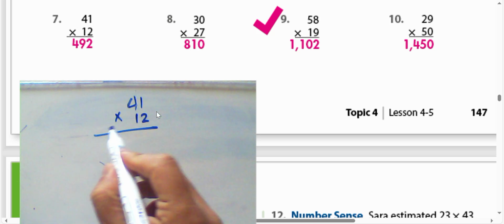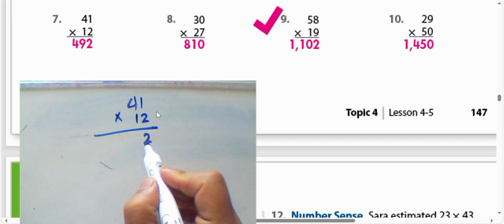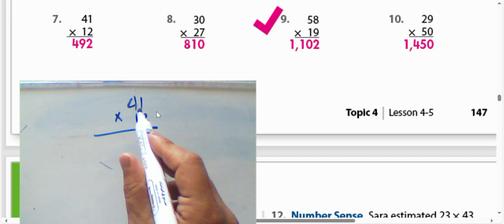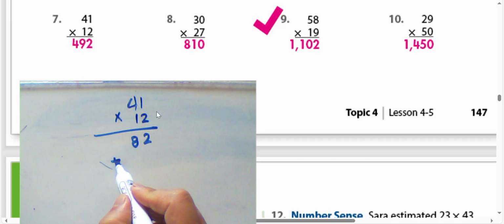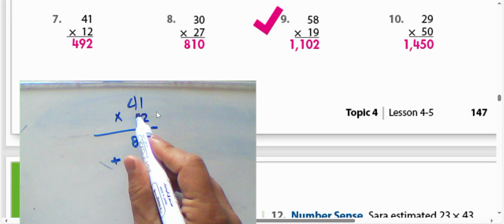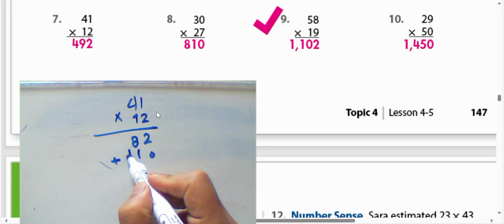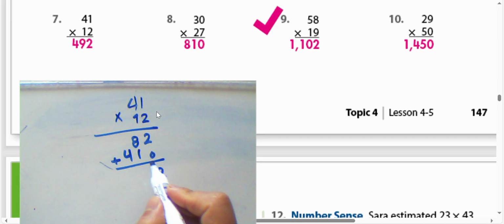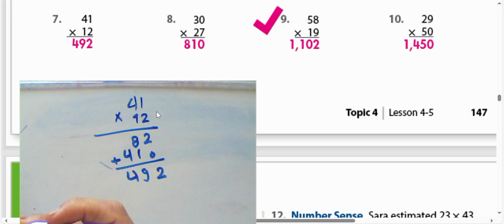You can use this method also. 2 times 1, 2. And 2 times 4 equal 8. And then write 0. 1 is 18. 1 times 1 equal 1. 1 times 4 equal 4. And then we can add together. 8 plus 1, 9. And write 4. 492.